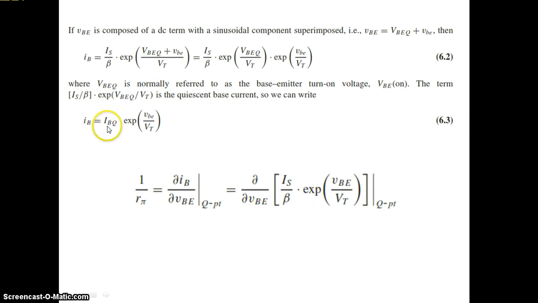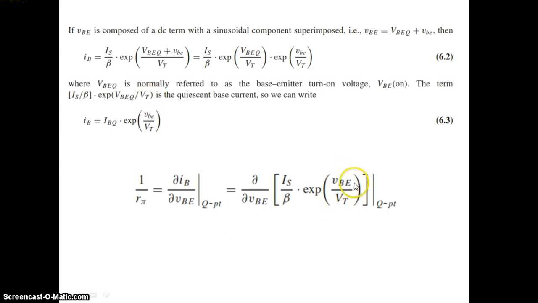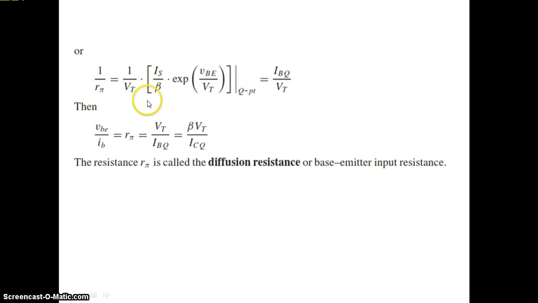Replace IB with this: IB equal to IS by beta, IS by beta exponential VBE by VT. Now 1 by R pi equal to 1 by VT. Differentiating with respect to VBE, here we have 1 by VT, IS by beta exponential VBE by VT at the Q point.